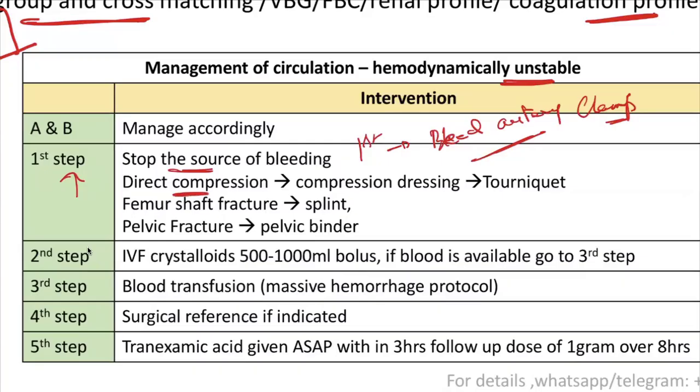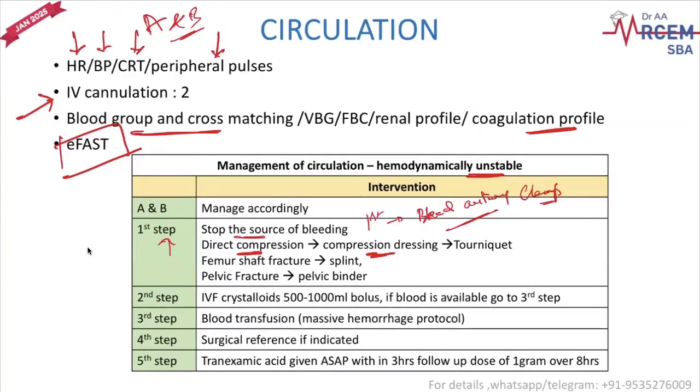At that point of time, apply direct pressure. Direct pressure is usually applied using a gauze or a pad: place a pad and apply direct pressure using your hands. If that doesn't stop the bleeding, then do a compression dressing. Hemostatic dressings are also available; if available in your emergency department, you can use them. If not available, compression dressing is the preferred one.